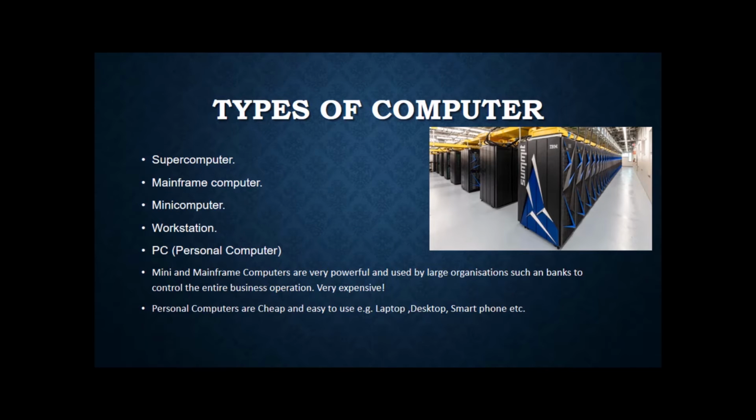Now, let's take a look at types of computer. Types of computer are supercomputer, mainframe computer, mini computer, workstation, and PC, that's a personal computer. Mini and mainframe computers are very powerful and used by large organizations such as banks to control the entire business operations. Now, get this, they're very expensive. An example is like the image you have there. That's an example of a supercomputer.